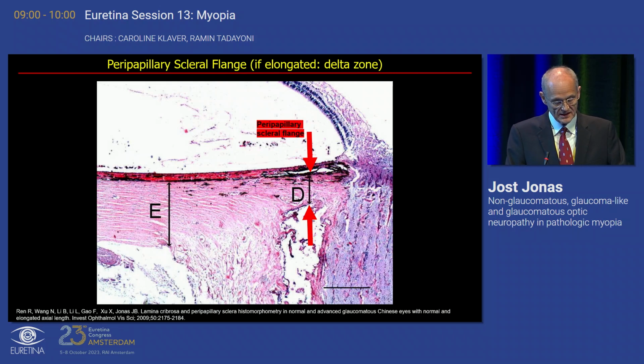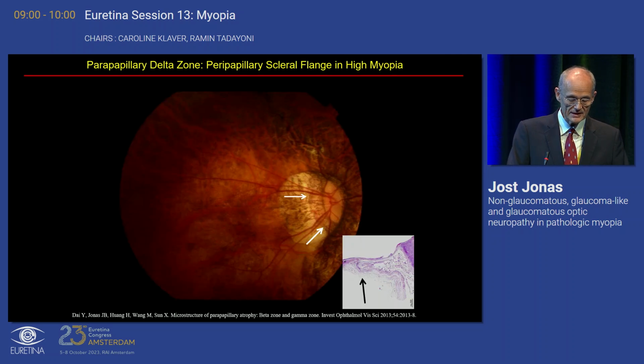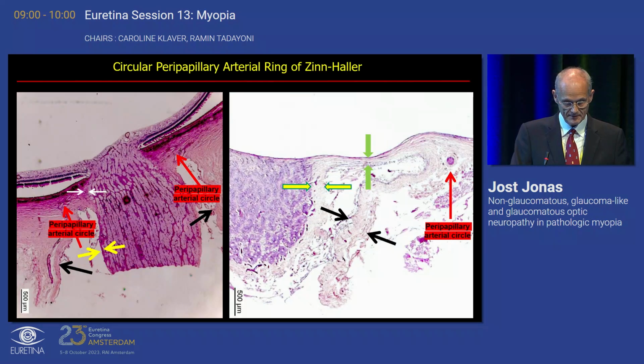Then there is delta zone, based on the physiological appearance of the peripapillary scleral flange, which connects the sclera with the lamina cribrosa, and the flange can elongate by a factor of 10 and become thinned by 90%. And since the flange is the biomechanical anchor of the lamina cribrosa, it may be another risk factor for increased glaucoma prevalence. Gamma and delta zone can be seen also by simple ophthalmoscopy, and of course much better by OCT.